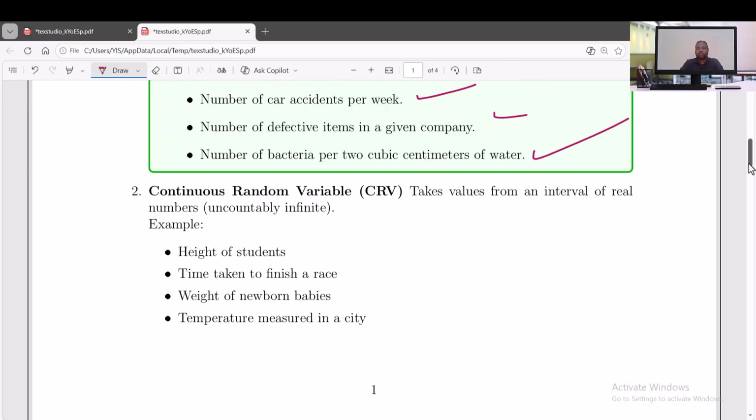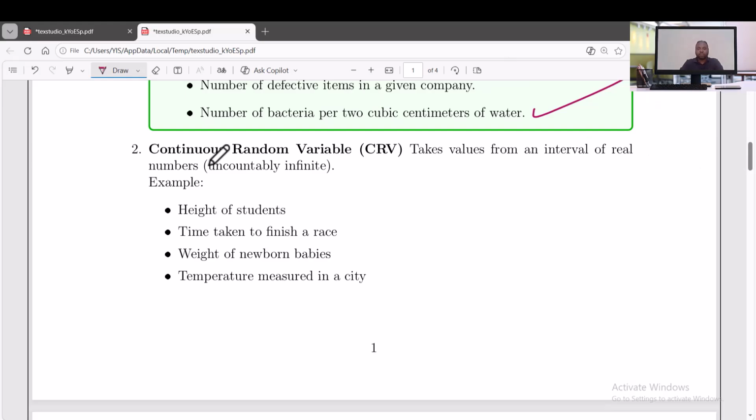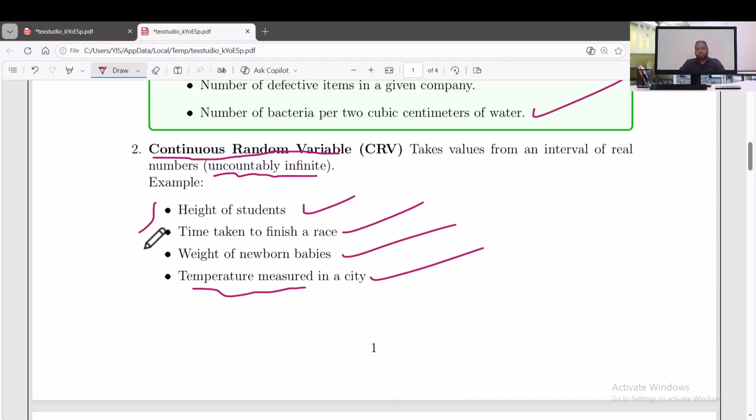On the other hand, a random variable can also be a continuous random variable that takes values from an interval of real numbers, in general uncountably infinite, such as height of students, time taken to finish a race, weight of newborn babies, temperature measured in a city. These are all examples of continuous random variables, right?